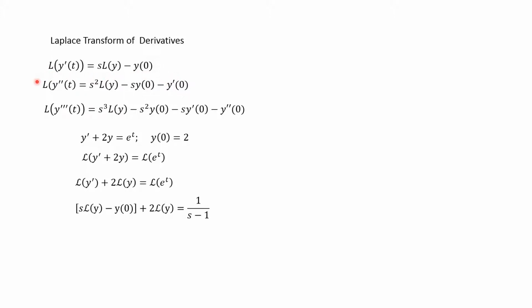And notice our formula here for L of y prime. So your L of y prime is s L of y minus y of 0, plus 2 L of y is 1 over s minus 1. That's the Laplace of e to the t, 1 over s minus 1. And we know y of 0. What is y of 0? Our y of 0 is 2. So therefore this is 2. Then substitute: s L of y minus 2 plus 2 L of y is 1 over s minus 1.